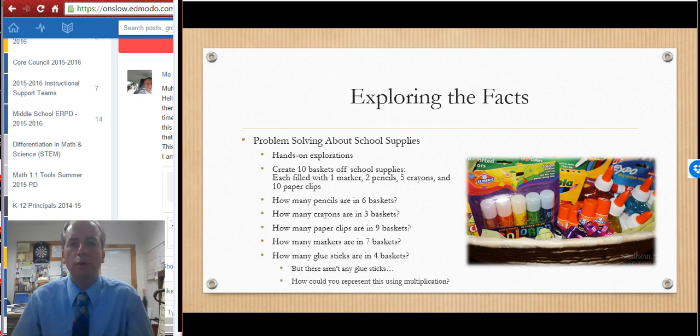So we want to give kids, again, many chances to explore the facts. So even if it's groups of 0, we want to try to make this as hands-on as possible. We want to give kids a chance to explore. So we might try something like creating baskets of school supplies. We create groups, something like this. Something that has a marker, 2 pencils, 5 crayons, 10 paper clips. Of course, the reason we chose those numbers is those are the facts we've explored so far.